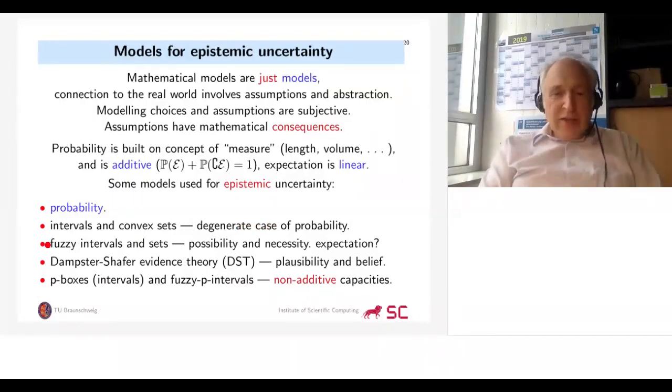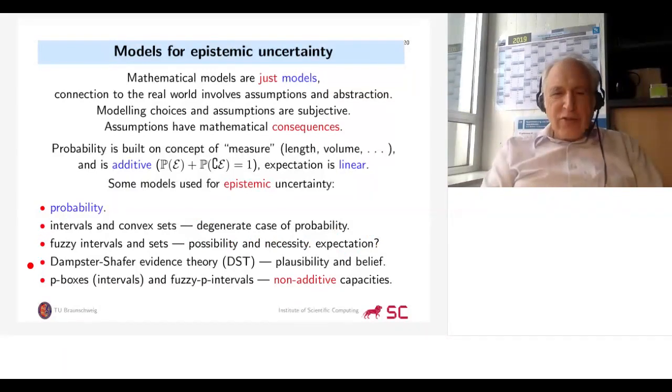Another one which I mentioned already, which has been proposed to deal with this kind of uncertainty, is fuzzy intervals and fuzzy sets. The things which appear there are possibility and necessity. You see, this is something which already appeared with Aristotle and modal logic. The problem here is that there is difficulty in having some kind of expectation. It's difficult to make decisions based on this.